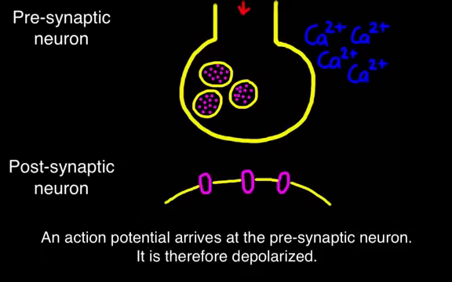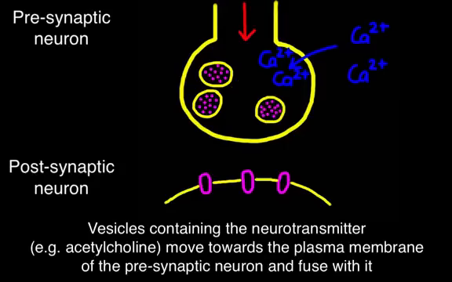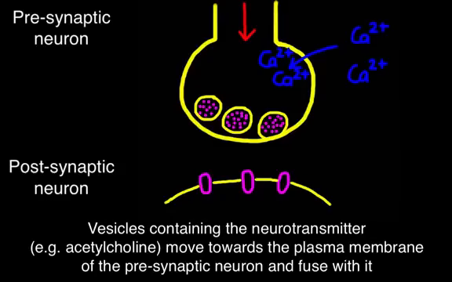So when an action potential arrives at the presynaptic neuron, it means that the presynaptic neuron has been depolarized, and the action potential is represented here by the red arrows. A sequence of events then begins, and the first of these is that calcium ions diffuse into the terminal buttons. This causes the vesicles containing the neurotransmitter, for example one is called acetylcholine, to move towards the plasma membrane of the presynaptic neuron and fuse with it.